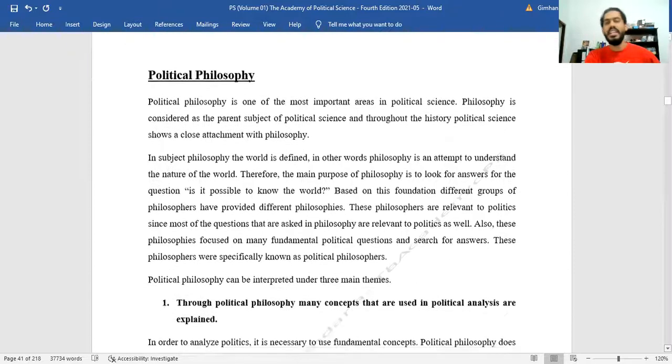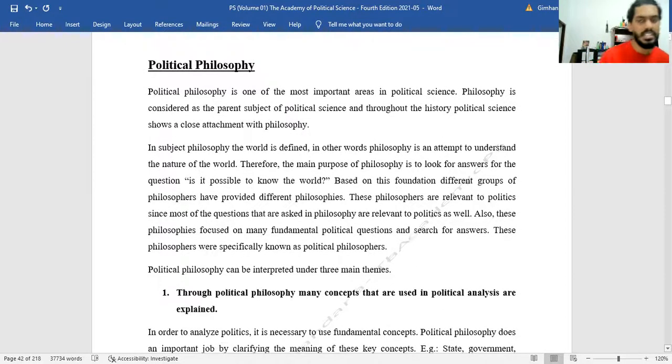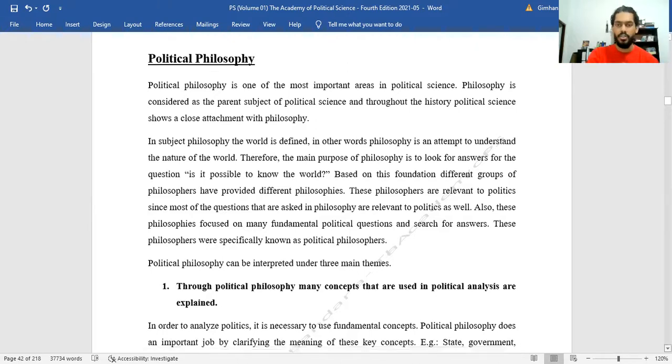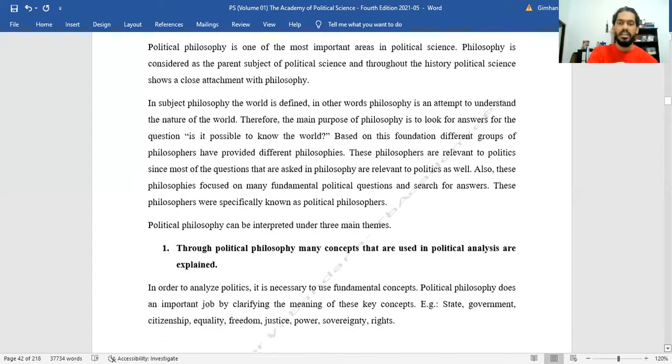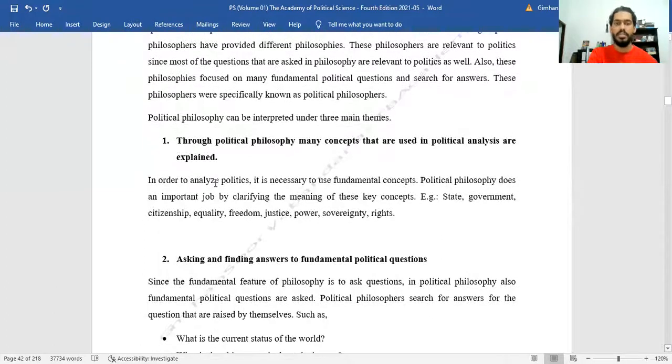Then there is political philosophy. As I said, if you have studied the philosophical approach from the last class, this is going to be very similar to that. I'm not going to necessarily read this note because there is a revision, but if you are reading at home, this is an extensive note. Everything is included here. Just read the bold sentences. Through political philosophy, many concepts that are used in political philosophy are explained.